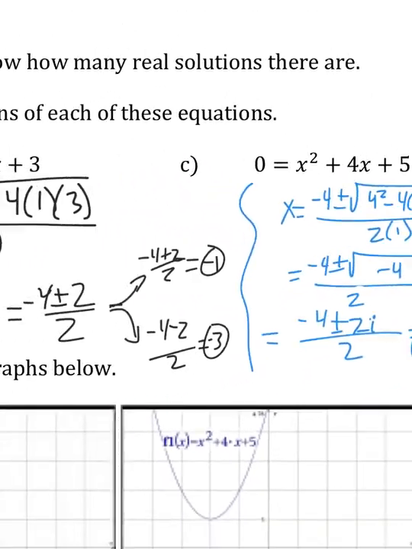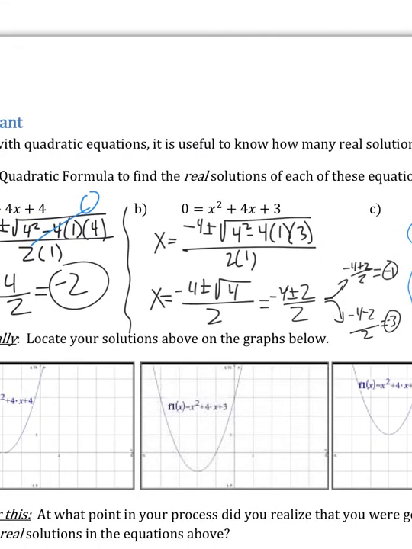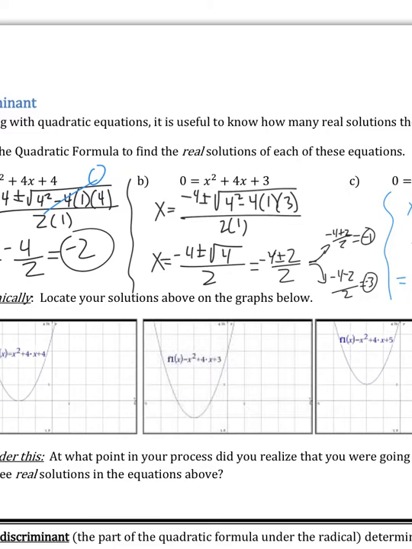So, what happens? The question was, how many real solutions do we have? None there. So here we have no real solutions, 0 reals. Here we have 2 reals. And here we have 1 real. Okay? So we can have 1 real solution, 2 real solutions, or 0 real solutions.